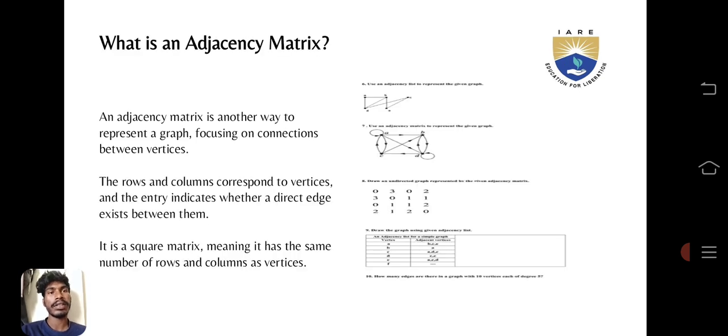What is an adjacency matrix? An adjacency matrix is another way to represent a graph, focusing on connections between vertices. The rows and columns correspond to vertices. The entry indicates whether an edge exists between them. It is a square matrix, meaning it has the same number of rows and columns as vertices.